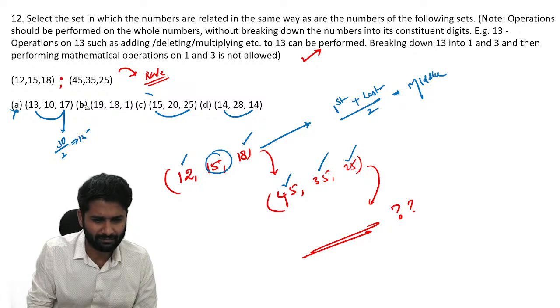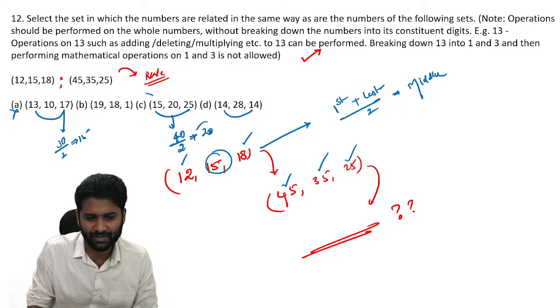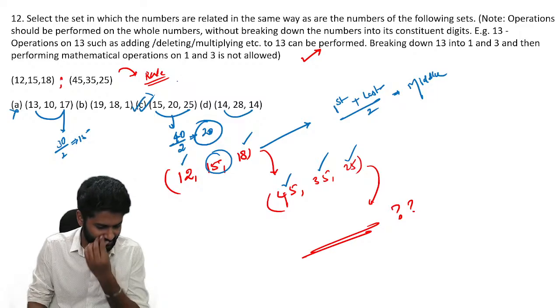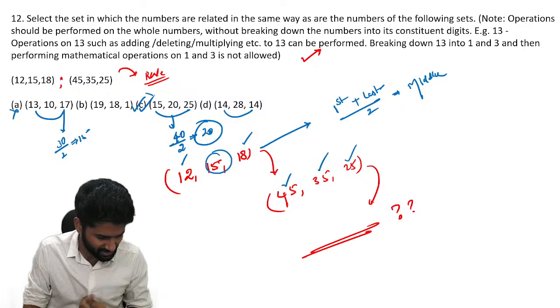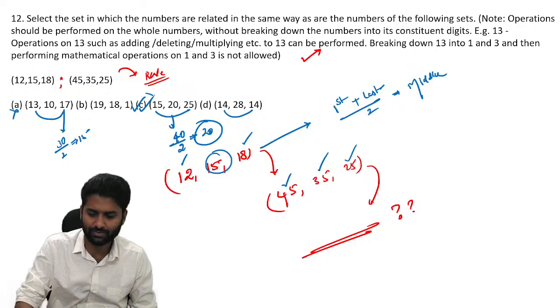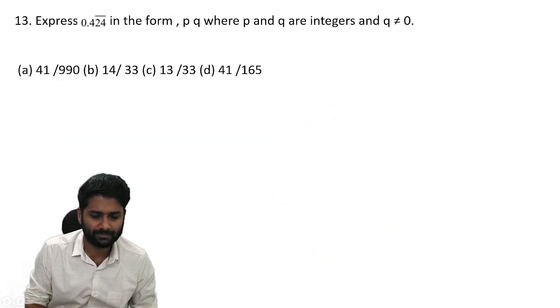I think it's 15. Okay, 15 plus 25 is 40, right? Okay, 40 divided by 2 is 20. Yes, C is the correct answer. Yes, very good, Ramesh. Ramesh, Anusha, Jyotirmay, good. Next.